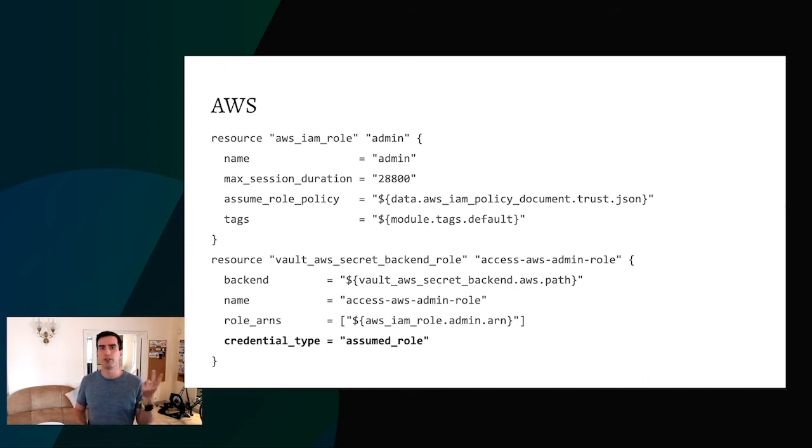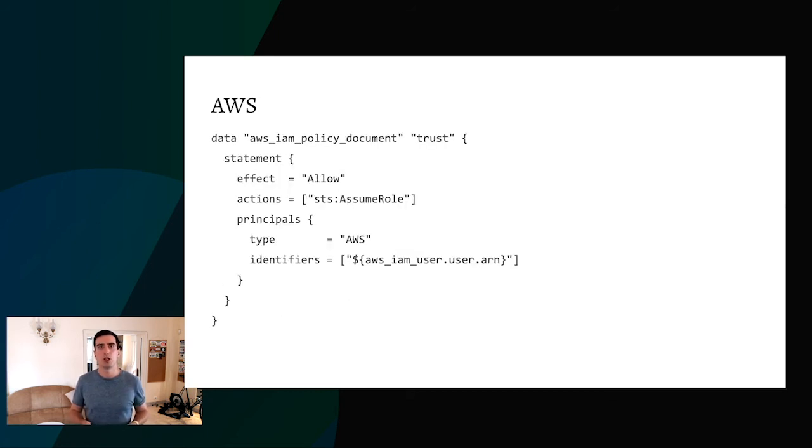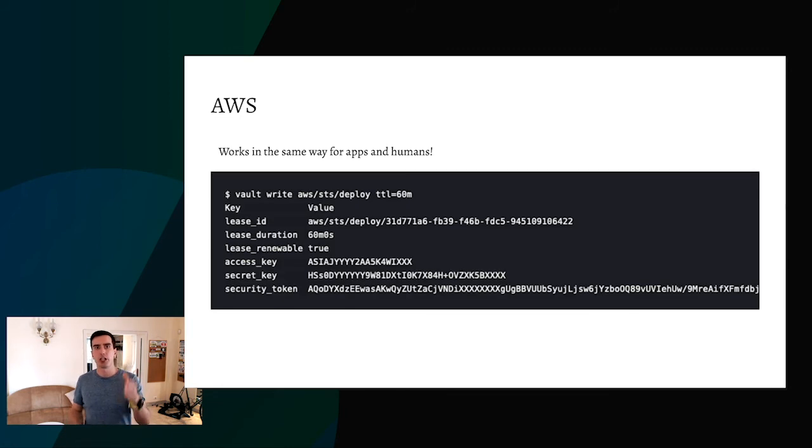And then you have two different credentials. You have assumed role, where you will get STS credentials, or you could have a user, and then Vault will create an actual user and give you user credentials. In this particular example, I'm using assumed role. So when I am jumping over to the CLI and reading those, I'm getting three pieces. I'm getting access key ID, I'm getting secret key, and I'm getting security token, which is a part of the session ID.